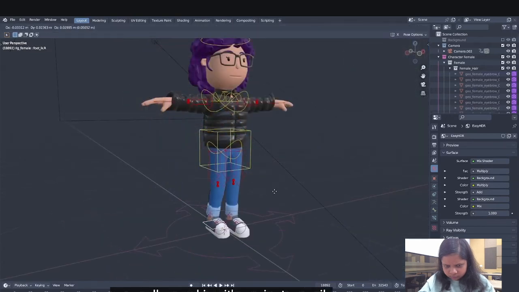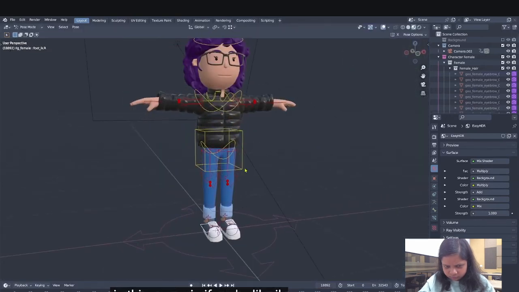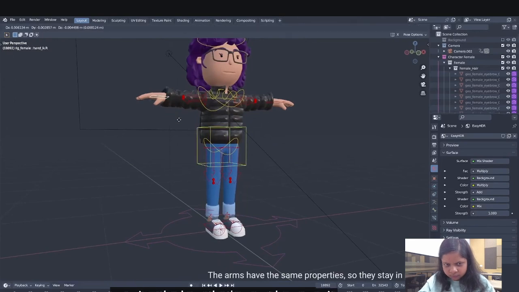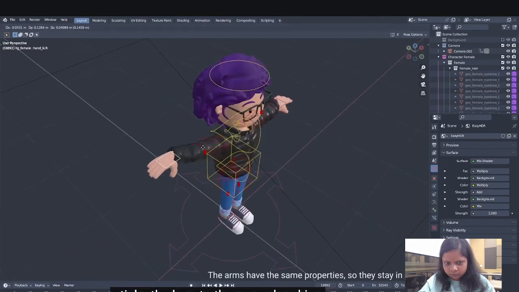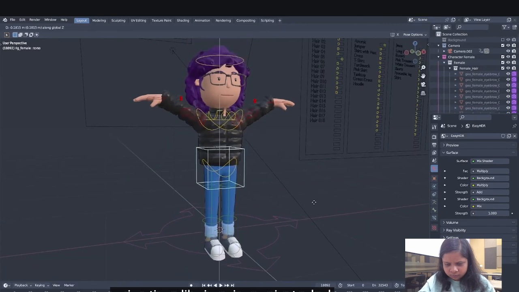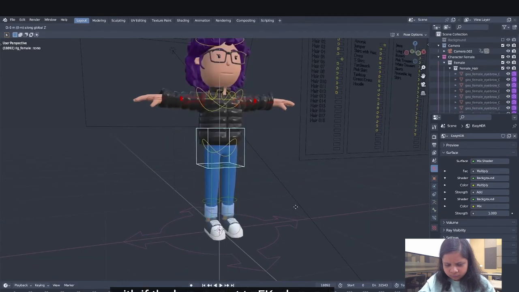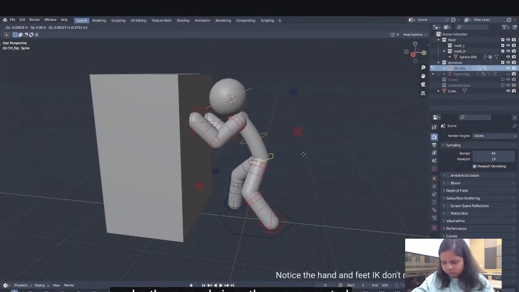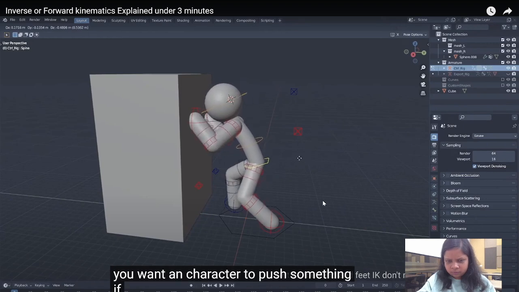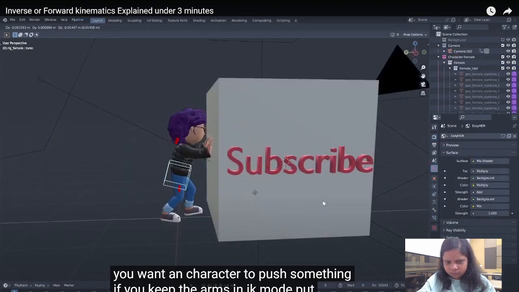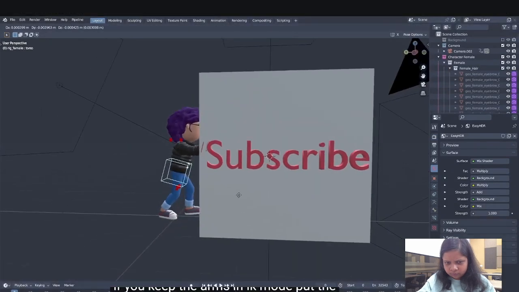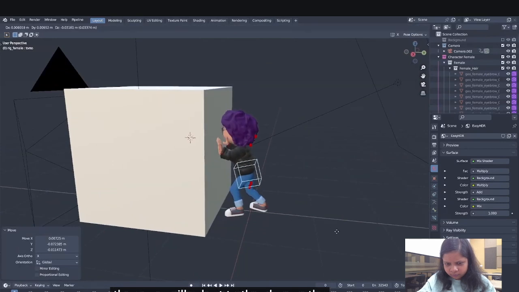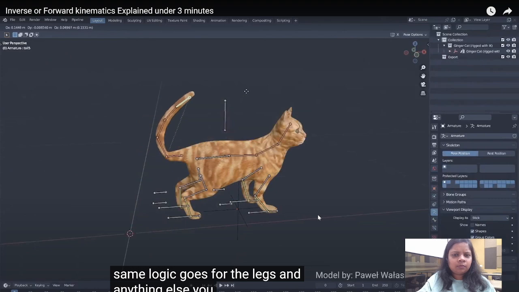If your leg IK control bone controls the whole leg, you are able to move the torso without moving the legs. That's great because it sticks the legs to the ground, making animations like jumping easier to deal with. If the legs are set to FK, when you move your torso down, the legs will go under the ground, since they are parented to the torso bone. One example is when you want a character to push something. If you keep the arms in IK mode, put the hands on the object and move the torso, you'll see the hands will not move, but the arms will adapt to that change. The same logic goes for the legs, and anything else you may have in IK, like tails.